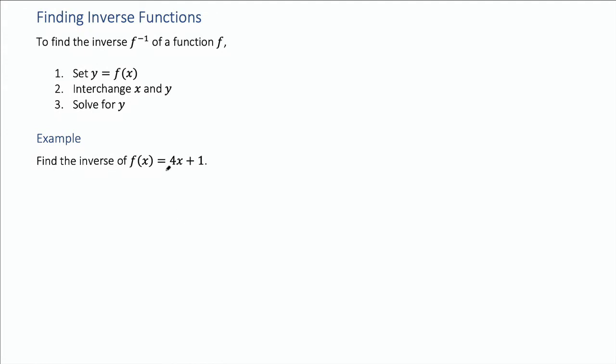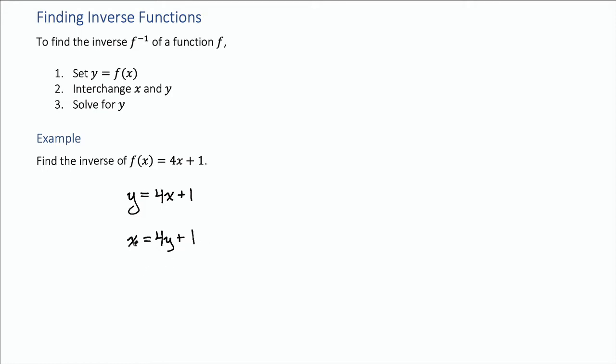So here's an example. This is a simple one. Let f of x equal 4x plus 1, and we want to find the inverse of that. We start by setting y equal to that thing. Then we're going to switch x and y. So everywhere we see y, write it as x, and everywhere we see x, write it as y. And then we want to solve for y.